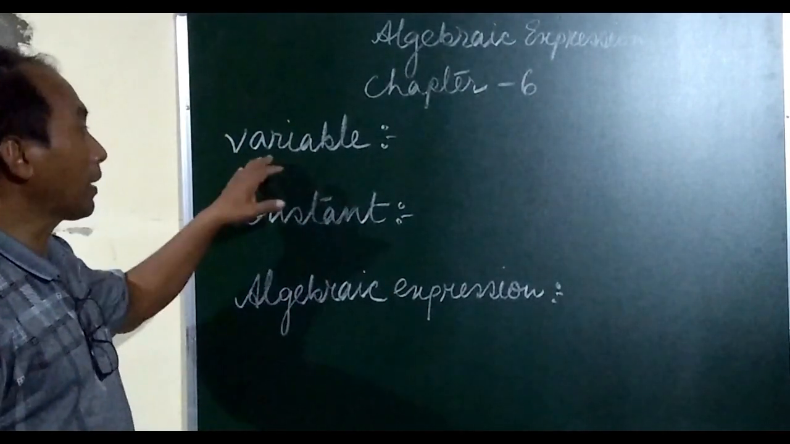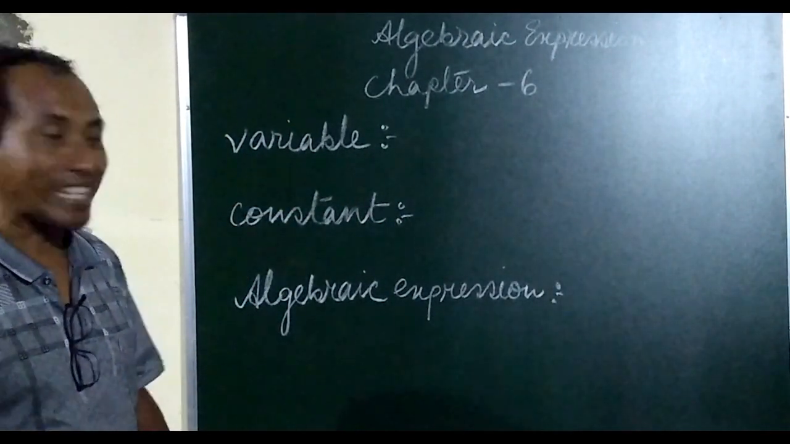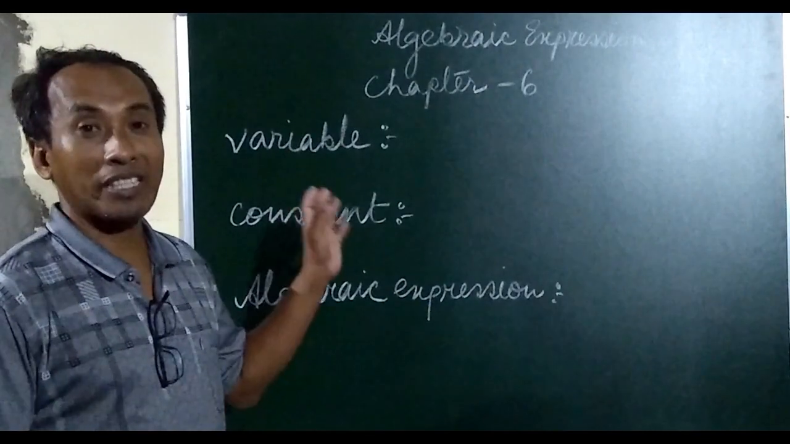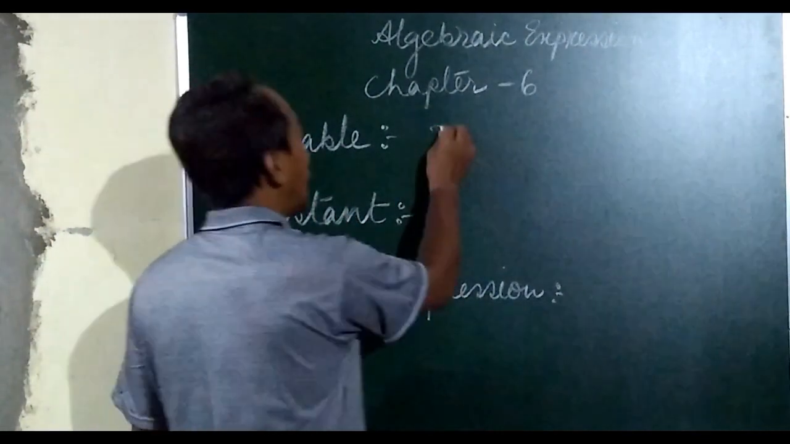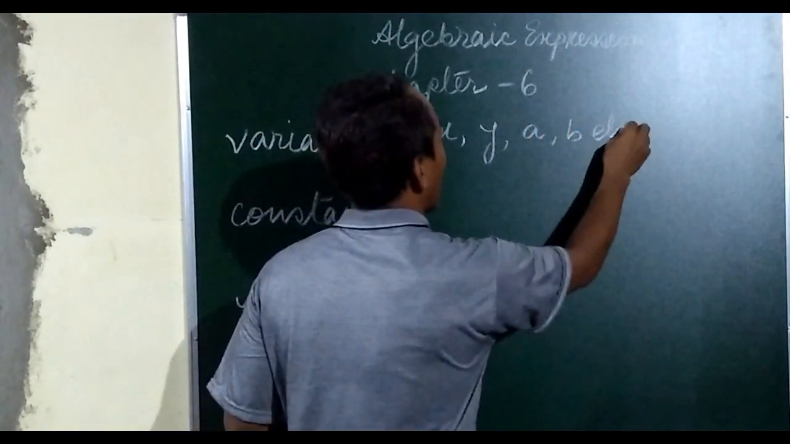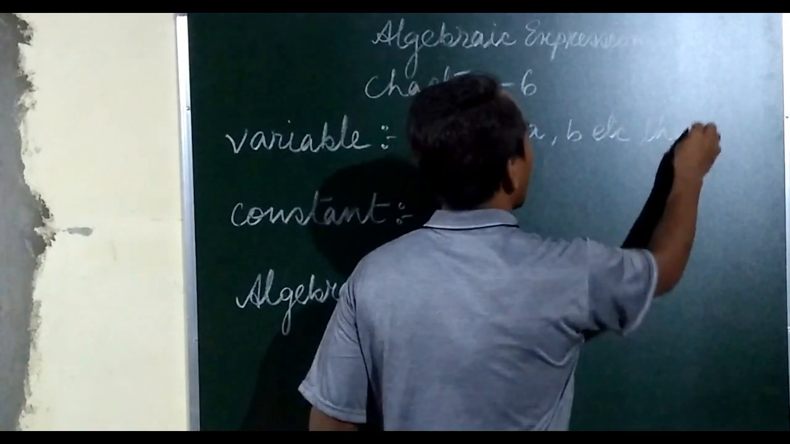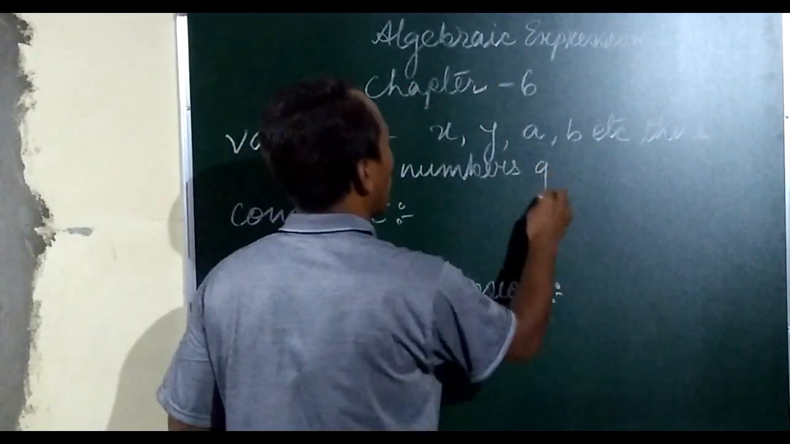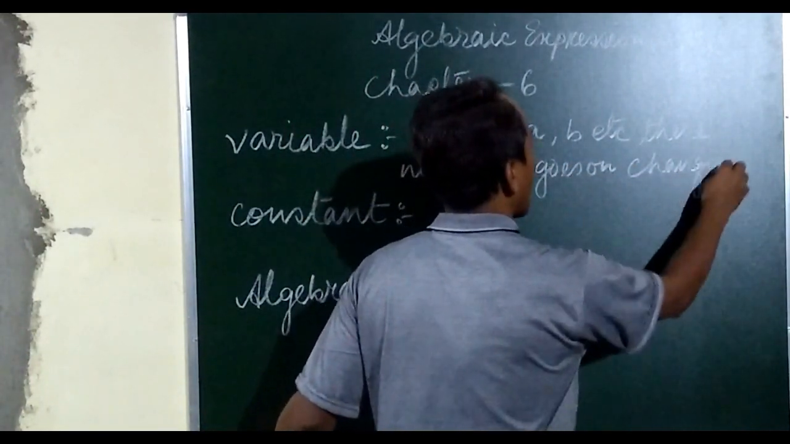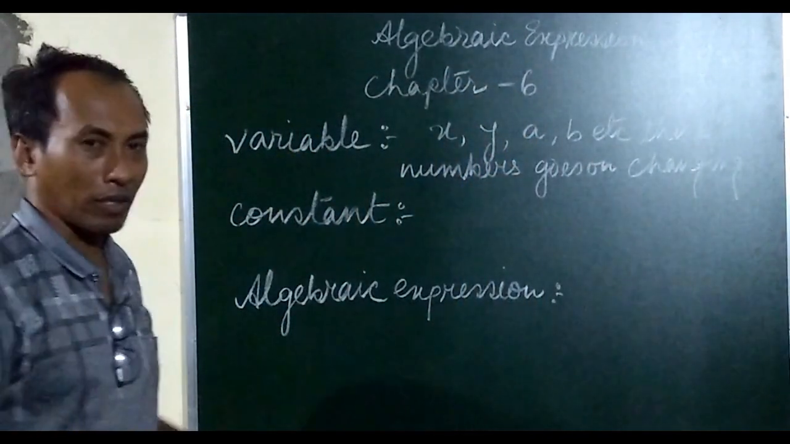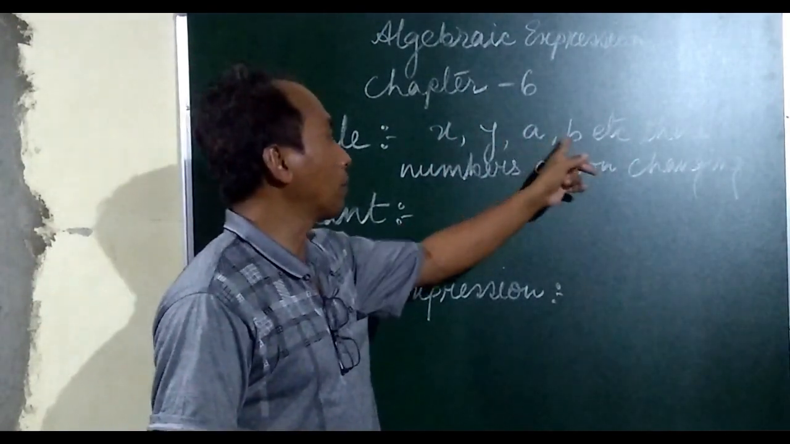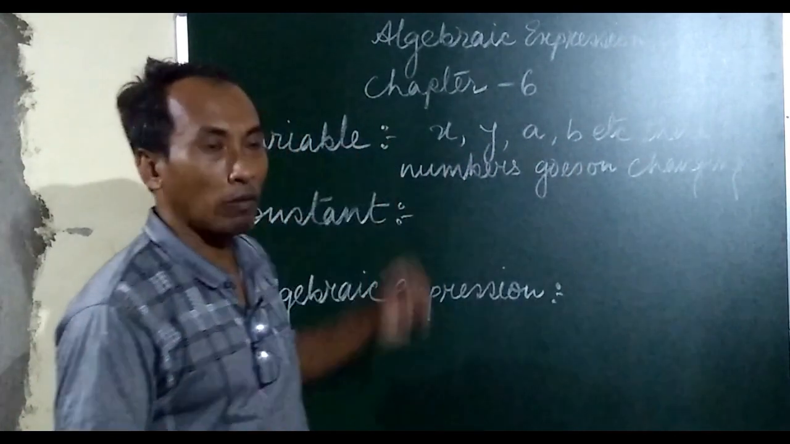So variables are the numbers which go on changing, and they are expressed by literal numbers like x, y, a, b, etc. So these numbers go on changing, so they are called variables, and they are expressed by literal alphabets x, y, a, b.